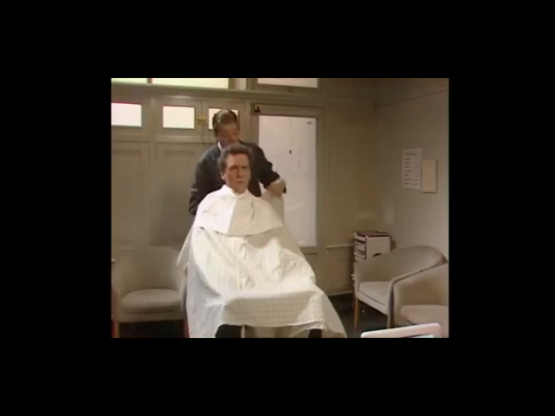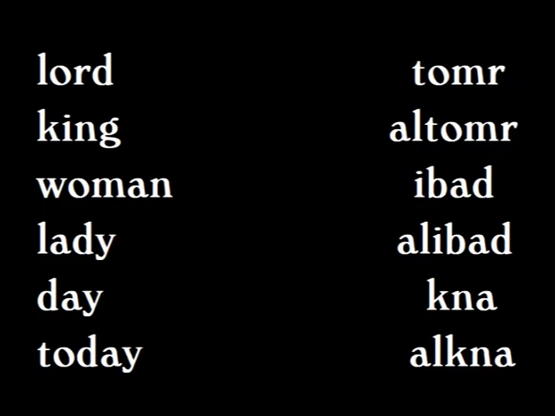Sir, I seek not to question the profoundness of Sir's wonder. For example, the word for lord is tomr. The word for king is al-tomr. Ibad means woman, and alibad means lady. Kna is day, and adkna is today.